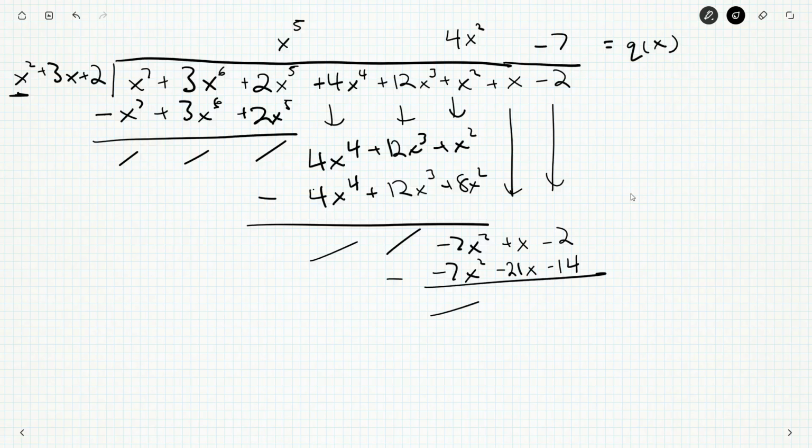Subtract these guys, we get nothing. x minus negative 21x is 22x, and then negative 2 minus negative 14 is negative 2 plus 14. So that's going to be plus 12. Okay. So what this really represents is exactly what we wanted it to.